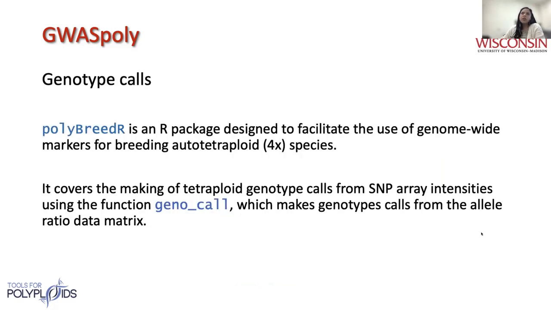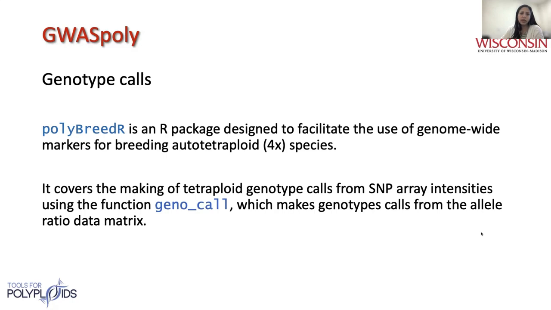So the first part of GWAS Poly is to use genotype calls. There are different methods for assigning the genotype calls for polyploids. Some of them have been explored in the previous session. The one that I'm going to touch on in this opportunity is Polybreeder. Polybreeder is an R package that was designed to facilitate the use of genome-wide markers for breeding autotetraploid species.